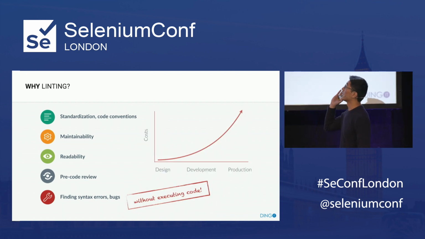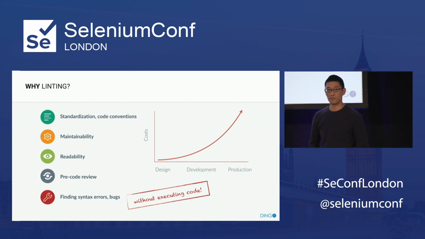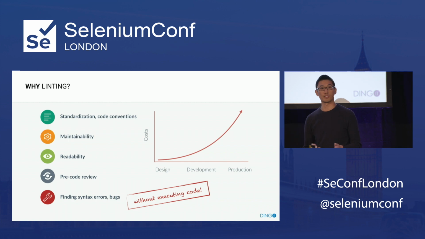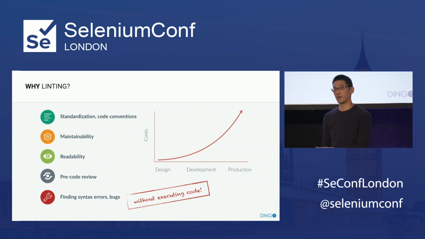And this is a very common graph, I think, about fixing bugs in which phase. So on the bottom, you see the design, development, and production phase. If you fix a bug in production, it costs way more than when you fix it when you're writing the code or when you're designing it.